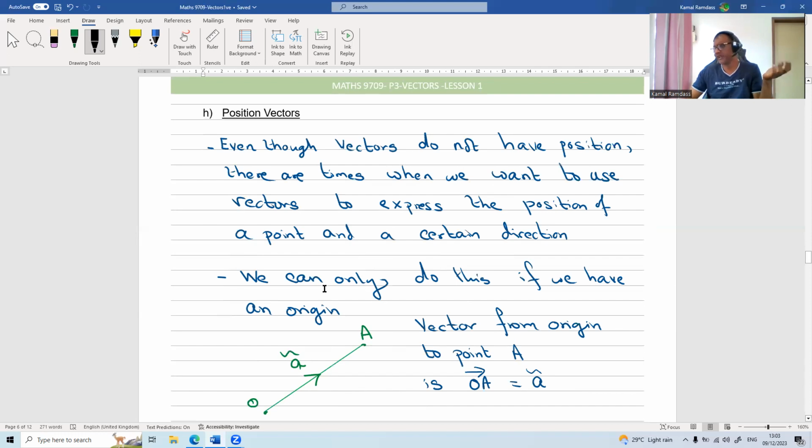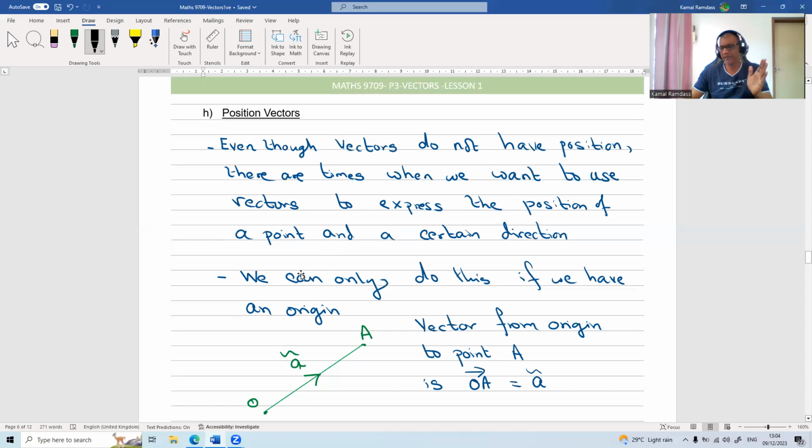Position vectors. Even though vectors do not have position, there are times when we want to use vectors to express the position of a point in a certain direction. We can only do this if we have an origin. That means, with respect to an origin, we have a position vector.